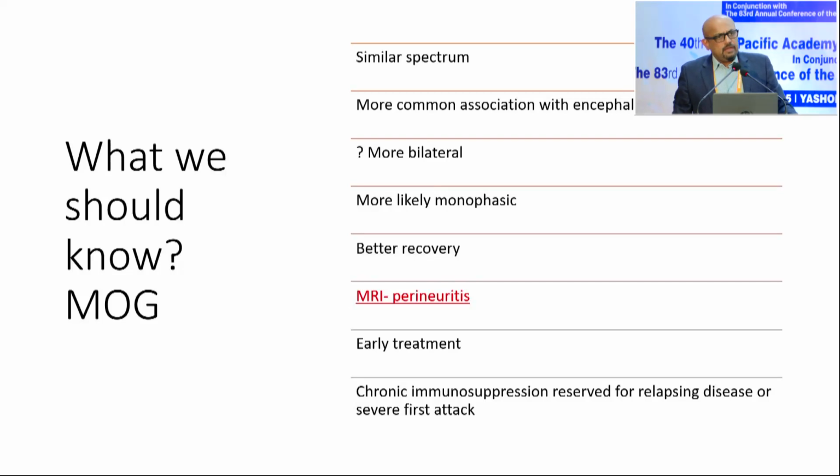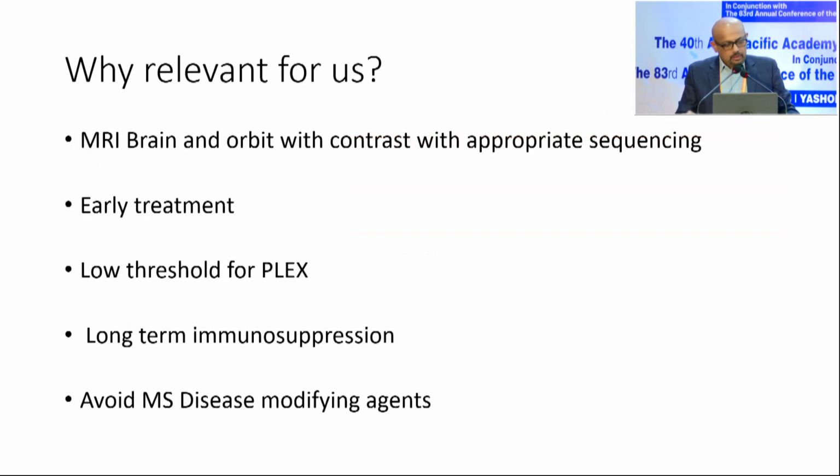Similarly, the other antibody is MOG, which has a similar spectrum. They may present to neurologists because they also can have associated encephalitis-like symptoms. This is much more common in children. MOG-related optic neuritis has a better prognosis than NMO because they can recover faster, and the neurological deficit is not that common.